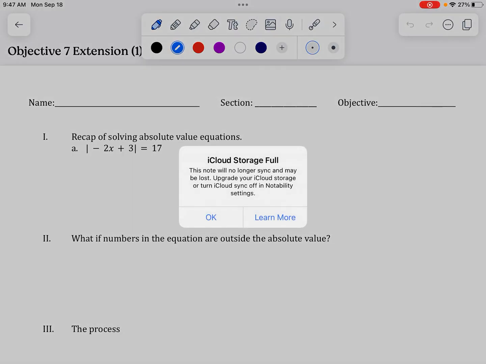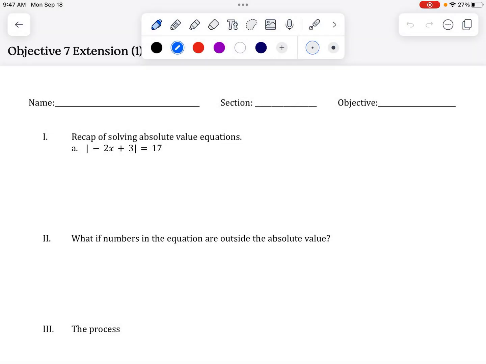All right, everyone. Today we are going to take a look at solving absolute value equations, but we're going to look at ones that have a number outside the absolute value. So a quick recap of solving absolute value equations. Give this problem a quick try, pause, and then come back.